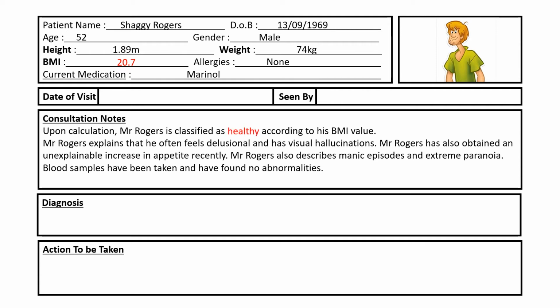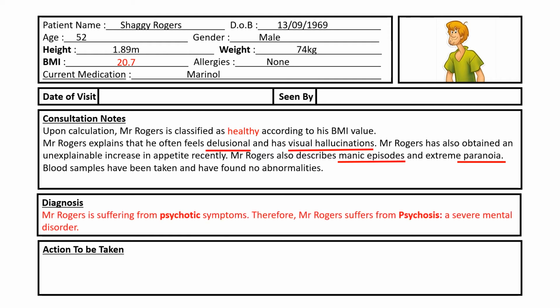After reading through his consultation notes, we can identify some key symptoms, which are now all underlined in red. These are all symptoms of psychosis, a disease that's not covered in today's session, but if you continue to study biology and further education, you'll become very familiar with.